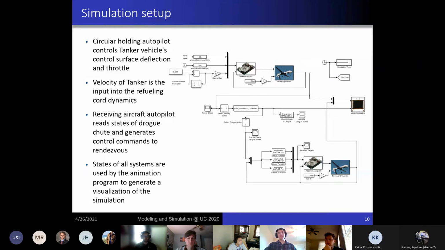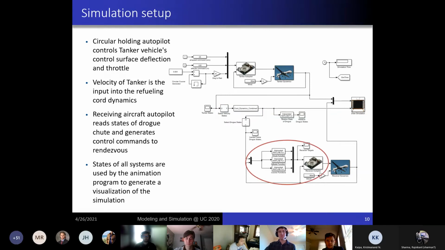So going into a little bit more detail of each of the sections here. The first section at the top is the autopilot for the tanker, and this just generates a circular course, so the tanker will slowly fly in a circle in the air. And then the velocity of the tanker is fed into the dynamics function of the refueling cord, so it can calculate how the cord behaves dynamically as the airspeed changes.